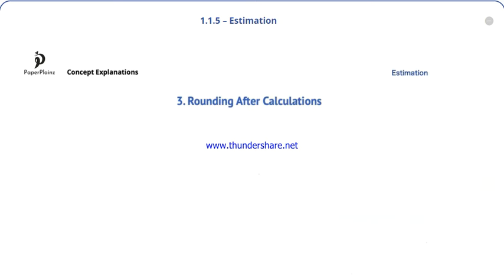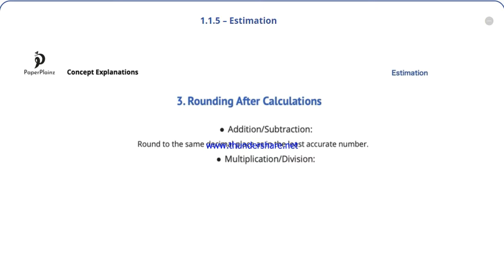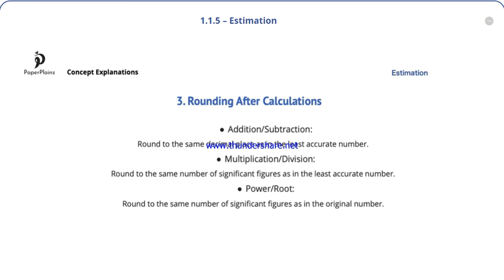Rounding is a type of estimation, so let's see how we round after we carry out a calculation. When we add or subtract, we need to round to the same decimal place as in the least accurate number. For multiplication and division, we round to the same number of significant figures as in the least accurate number. And when we raise a number to a power or take its root, we need to round to the same number of significant figures as in this original number. Let's try to understand these rules a bit better through some examples.